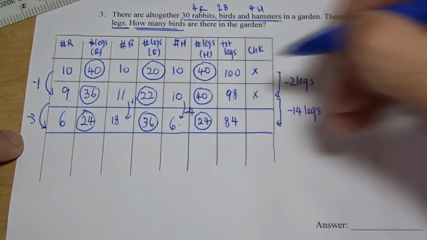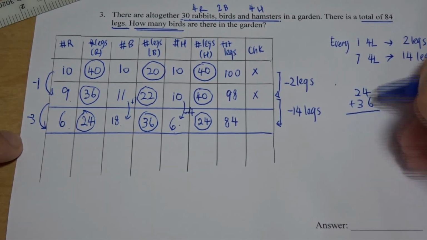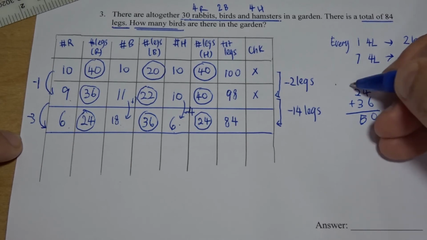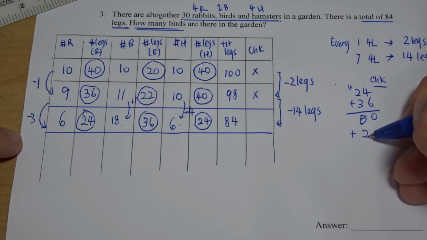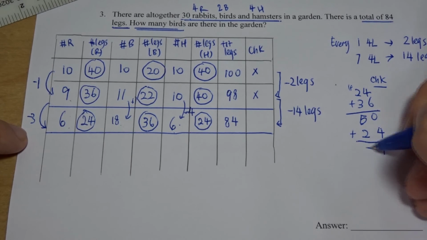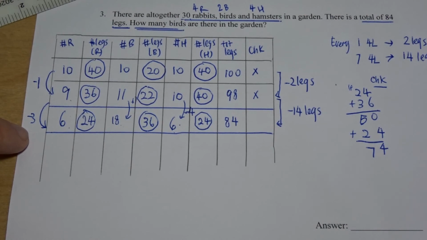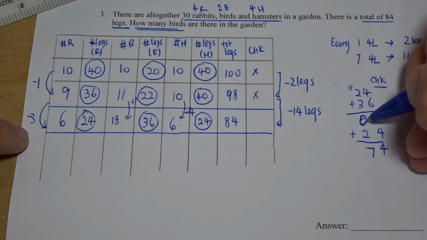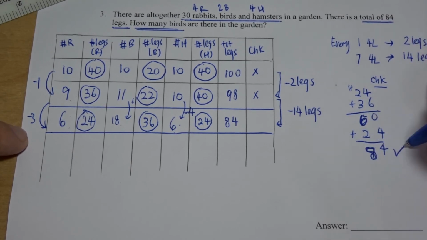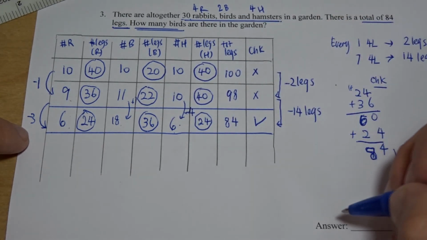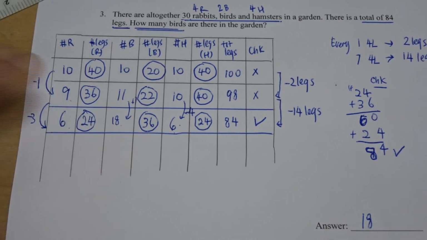Now we check. And we are right. So the number of birds in the garden which satisfy both conditions would be 18. Thank you.